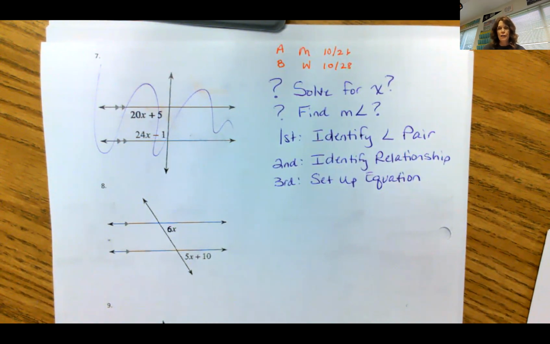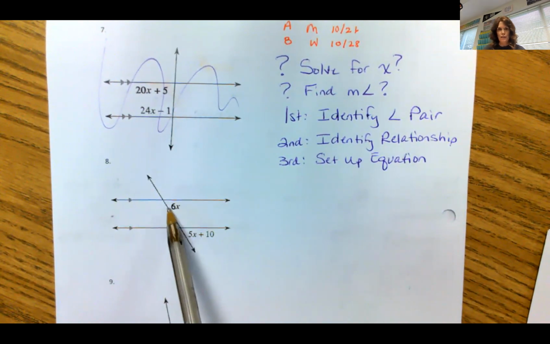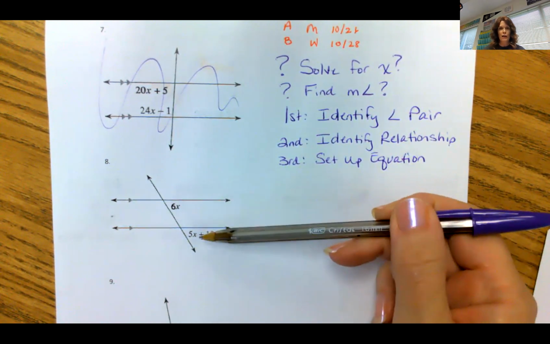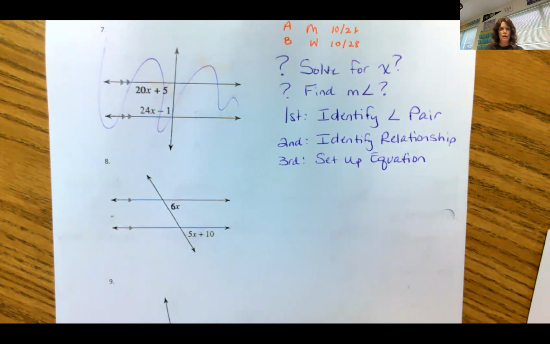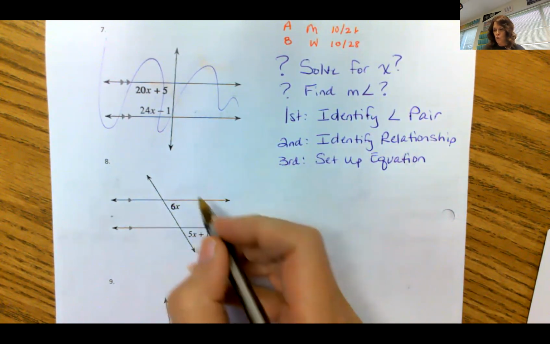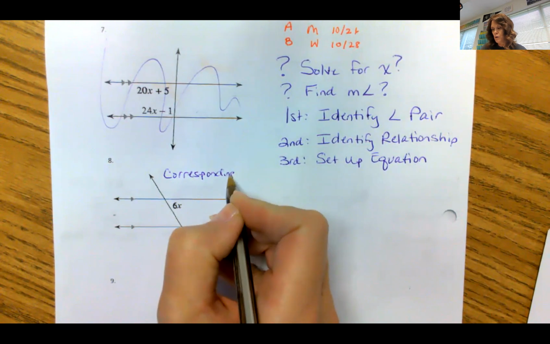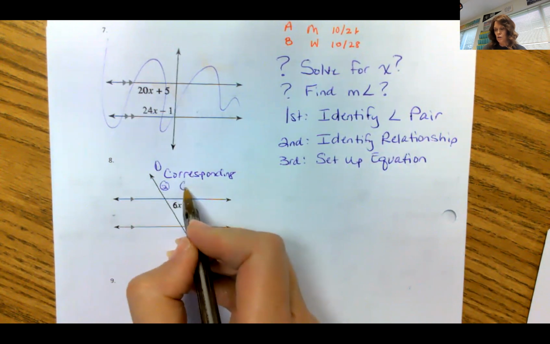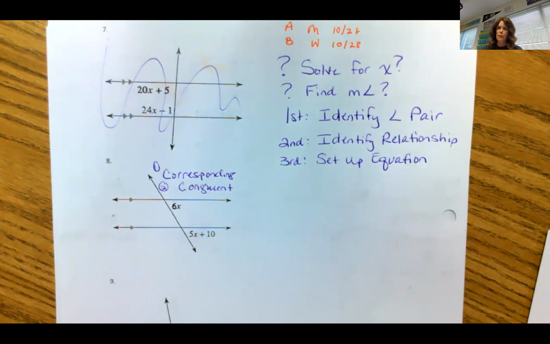So first thing you're supposed to do is identify what pair of angles are provided to you. This angle here, 6x, and this angle here, 5x plus 10. What kind of angles are these? Well, they are both in the same corner, so these are corresponding angles. I'm going to write that down, corresponding. And what do we know about corresponding? That's step one. Corresponding angles are congruent, and we can look at that and say, yeah, they look like they would probably be congruent.